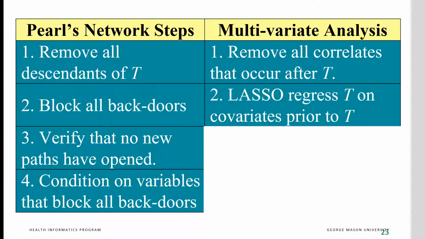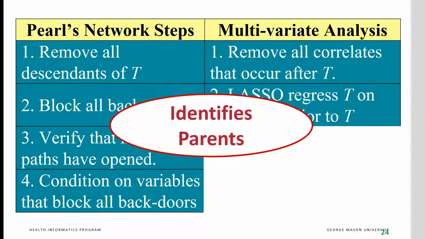In step 2, the treatment is regressed on variables that precede it. This step identifies parents of treatment. These are covariates that make all other covariates irrelevant. Lasso regression identifies a set of variables that are significant predictors of treatment and all other variables are irrelevant. Since all covariates occur prior to treatment, then Lasso by definition identifies parents of treatment without needing to create the entire network.